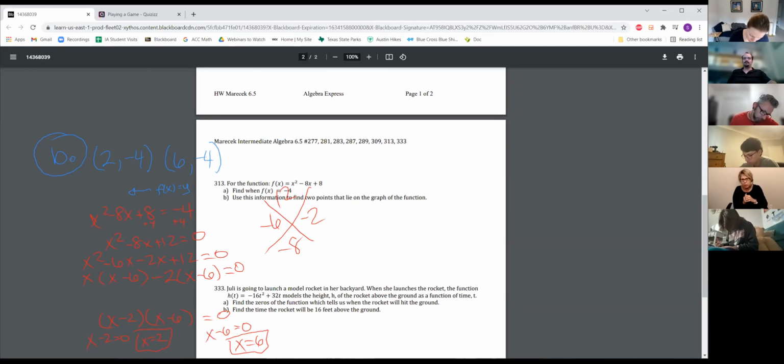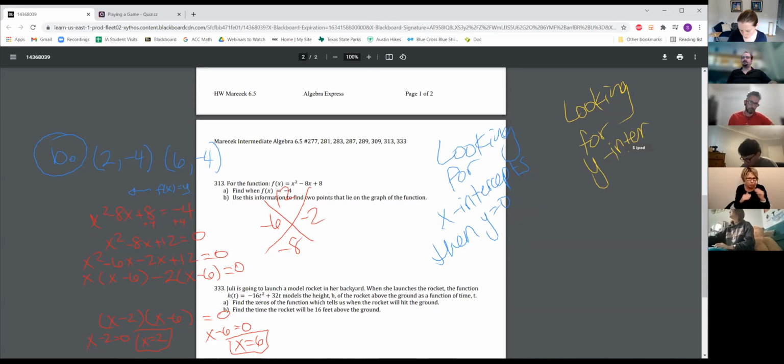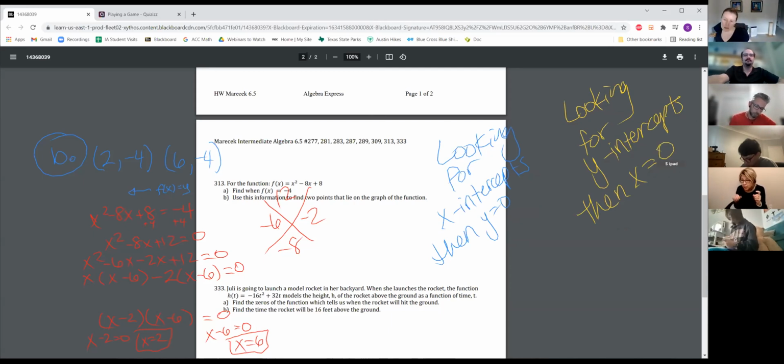So if you're looking for x-intercepts, then y equals 0. You plug in y equals 0 and you solve. If you, on the other hand, are looking for y-intercepts, what do you think we're going to do? Your x equals 0. Then x equals 0, yep. So those are special things just for intercepts.